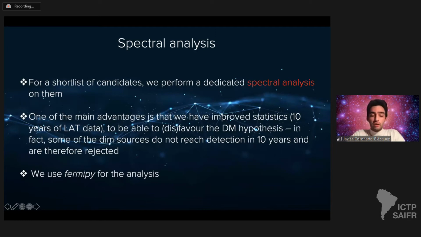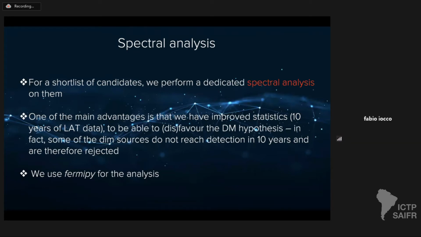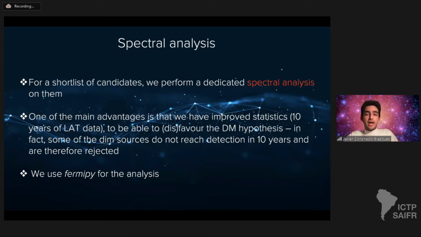Now, once you have all this, you can perform a spectral analysis of the candidates. We have a short list of 40 candidates in order to try to favor or disfavor the dark matter hypothesis. The advantage is that we have improved statistics. We have more years of LAT data than the ones reported in the catalogs. And we use the FermiPy software for this analysis.